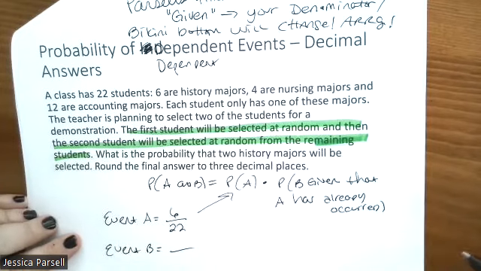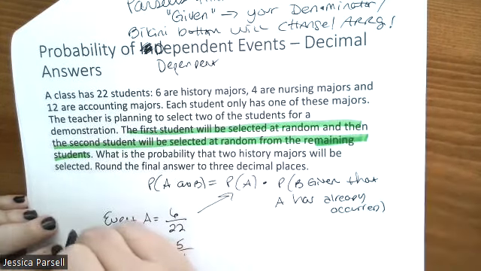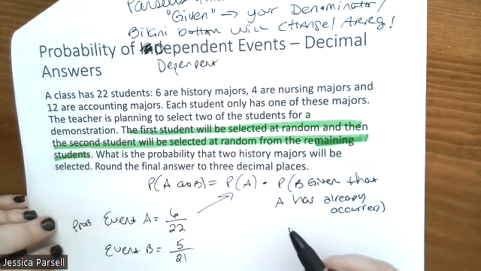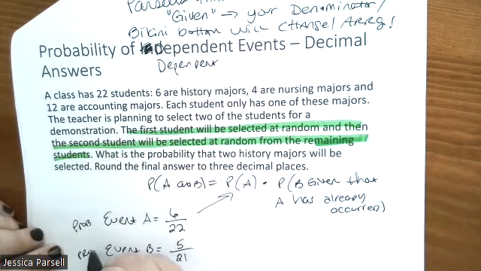Event B, though, it's going to change. Remember that little hint, the denominator changes? So they've already taken somebody out of the class. So now your denominator is 21 people. Okay. And if they already selected a history major, now there's only 5 history majors left to be selected out of 21. So this is the probability of event B. So this is the probability of event A. This is the probability of event B, given A has already occurred.